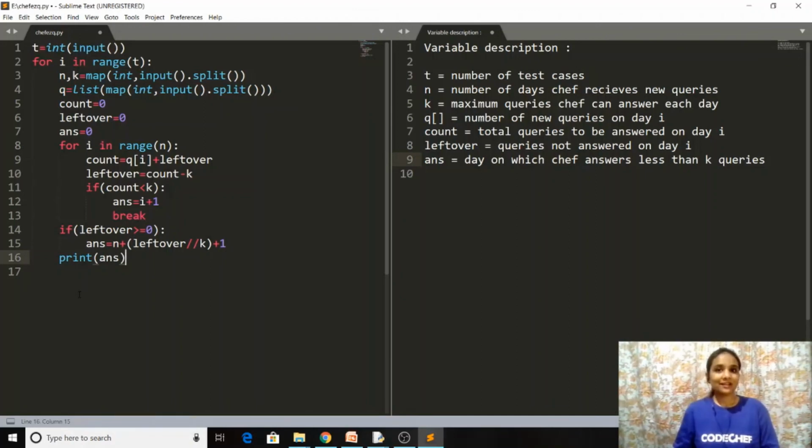And also guys, there are a lot of ways to do this problem. So I hope that you will try them out on your own as well.